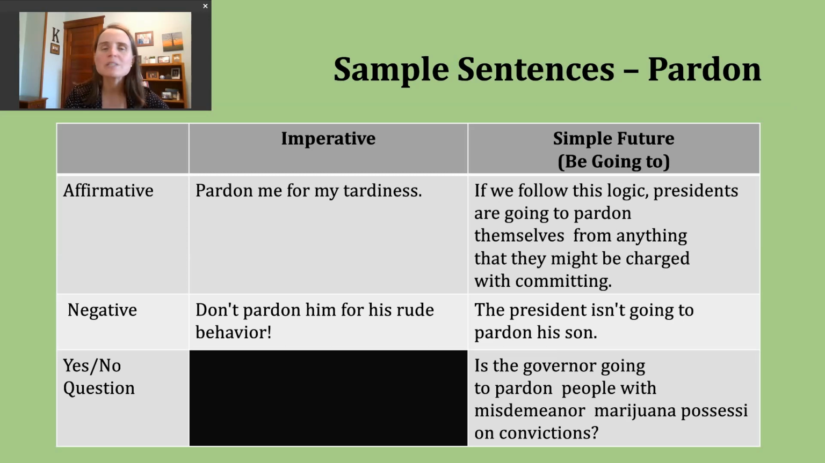Okay? You're going to notice there are no yes or no questions in the imperative. So we'll move on and talk a little bit about the simple future. Today we're going to focus on making sentences with be going to. This is most commonly used as people talk about their plans, particularly as they get rather confident in what is going to happen.